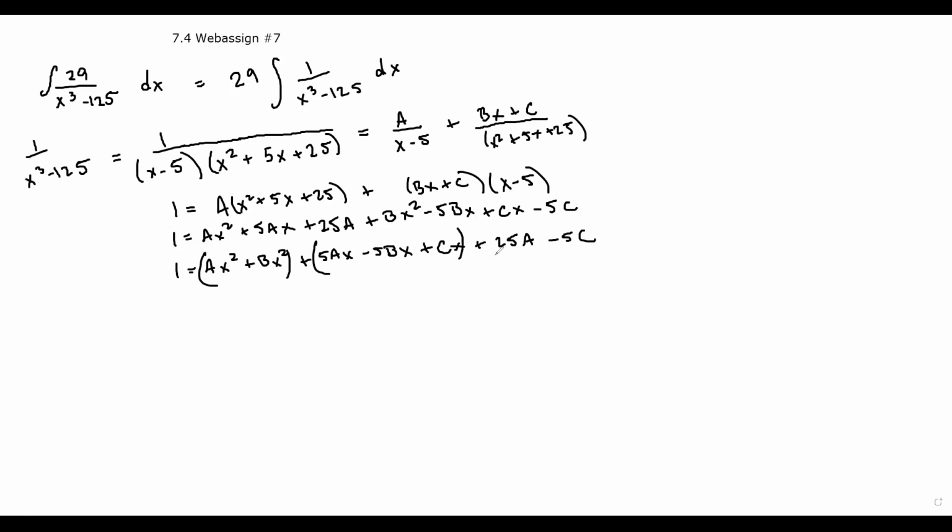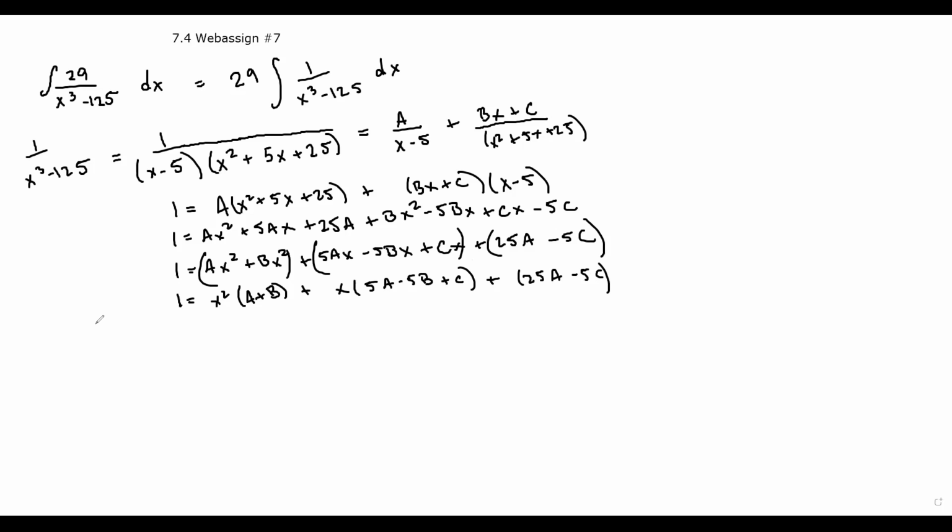And then the whole idea is that we are going to now set these coefficients equal to their corresponding terms on the other side of the equation. So if I were to factor out an x squared, I'd be left with a plus b. If I was to factor out an x, I'd be left with 5a minus 5b plus c. And then I don't have any x's in my last term, so I'm just going to say 25a minus 5c.